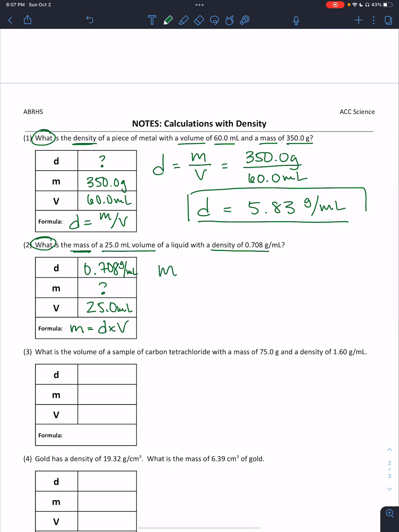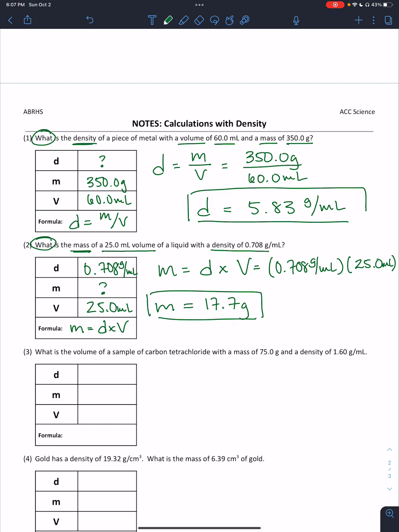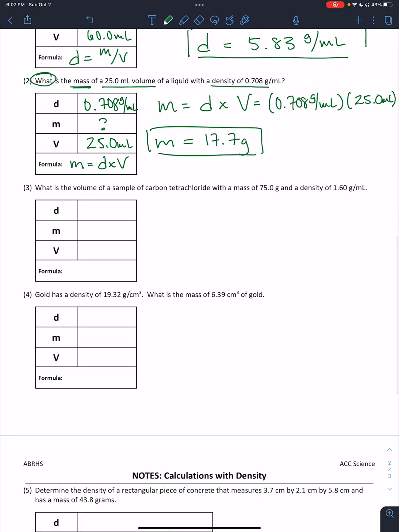So I come over to the side, write out my formula, and plug in my values. The density was 0.708 grams per milliliter, and our volume was 25 milliliters. Again, we get out our calculators, multiply those two numbers together, and find this substance has a mass of 17.7 grams. All right, let's try one more.